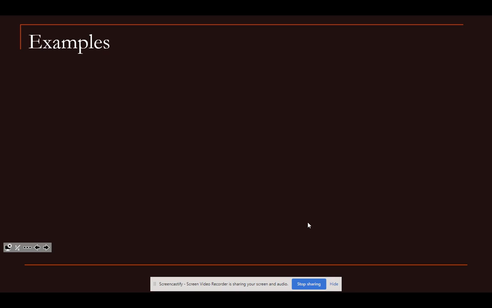Here are some examples. Factor each of these binomials. Pause the video at this point to give yourself a chance to try them on your own.